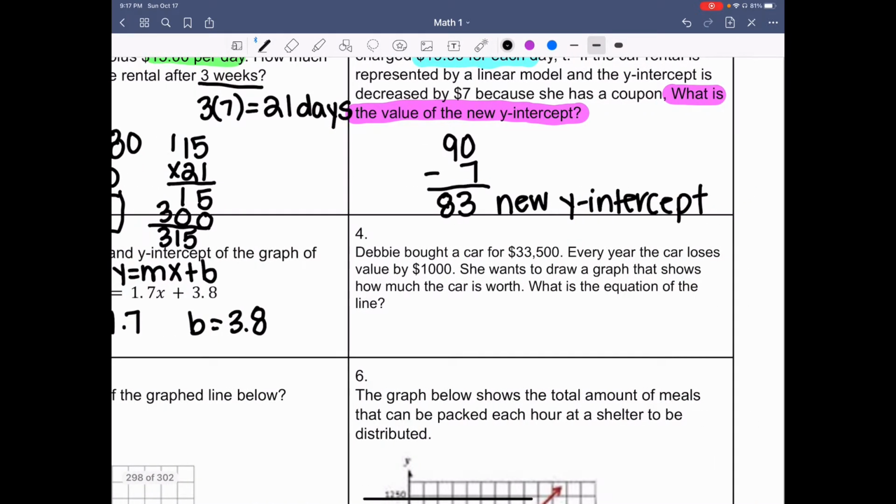Debbie had bought a car for $33,500. Each year, the car loses value by $1,000. So my initial value is going to be $33,500. And then my repeating value is the fact that the car loses value by $1,000. That's going to be my slope. Now, they want us to write the equation of the line. Now, because our slope is losing value, it's going to be negative 1,000x plus 33,500.